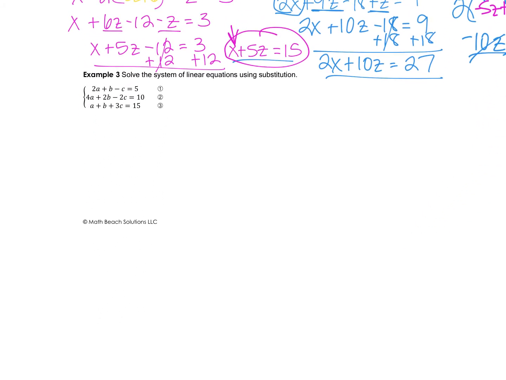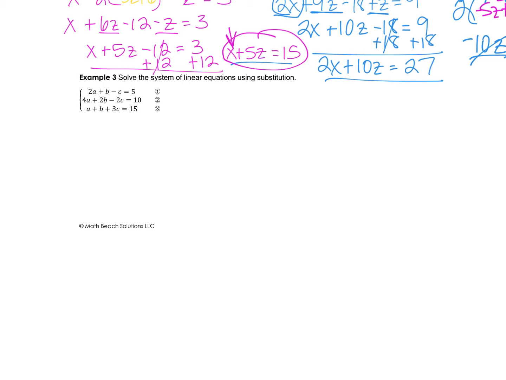So let's take a look at example 3. First thing, I want to solve for a single variable, so pay attention to your equations here. It doesn't really matter which one you do. I'm just going to solve for A on the last one, but again, it doesn't matter. So A, move over your B, so minus B minus 3C plus 15.